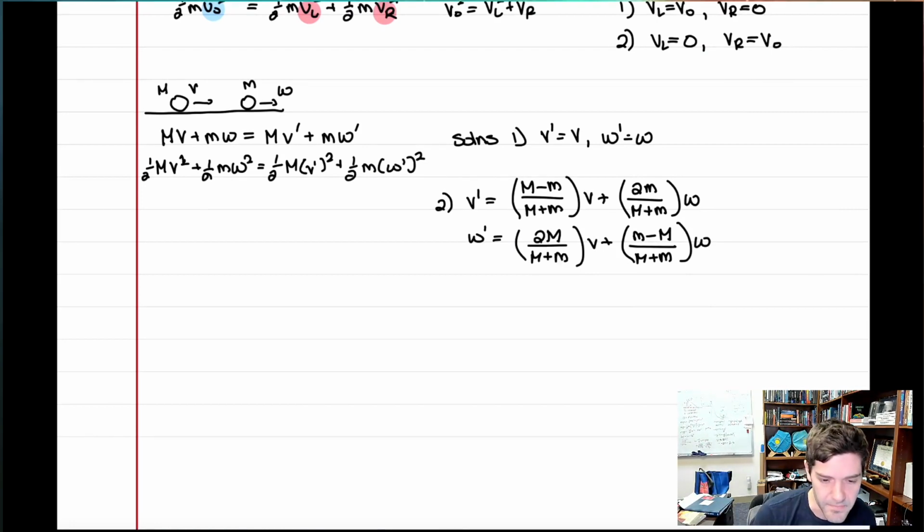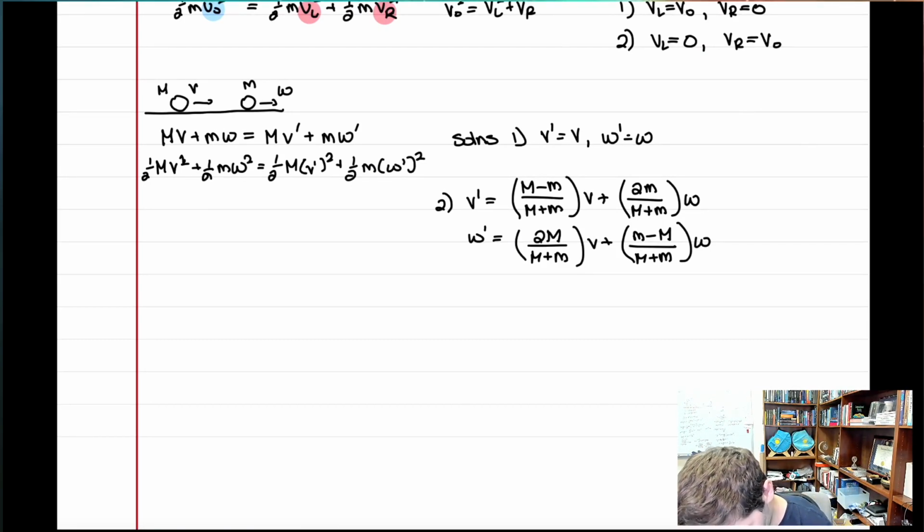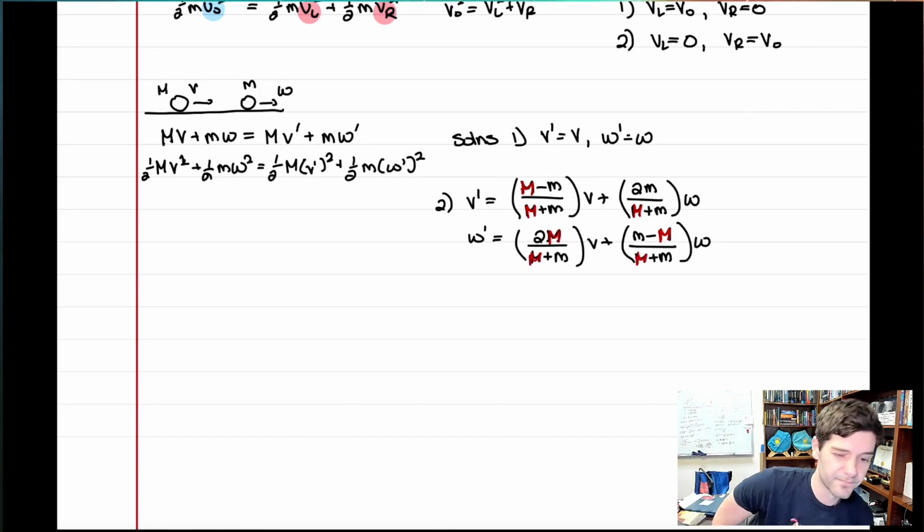And hopefully my m's are distinct enough. Maybe I'll put the capital M in red so it's clear which one is the capital M. There you go. It's not too hard to solve for these algebraically, and those are the algebraic expressions for collisions when they are elastic collisions.